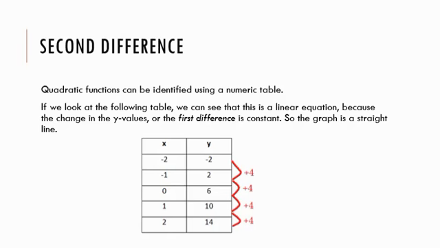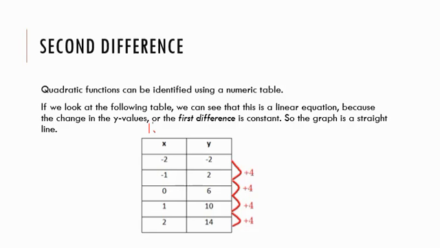First, we're going to talk about what's called the second difference test. Other than algebraically, so when you see a quadratic expression, you can obviously identify that as a quadratic expression or a quadratic function. Well, sometimes you may have to identify functions based on a table of values. So if we look at this table of values, we can see that this is a linear equation.